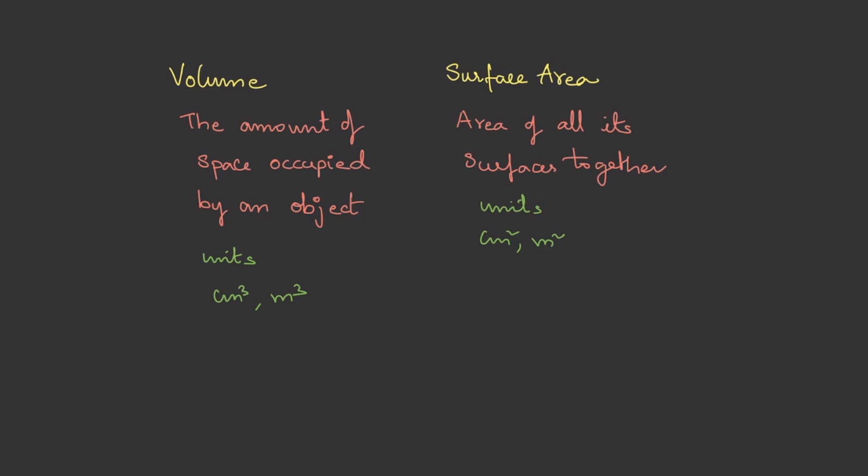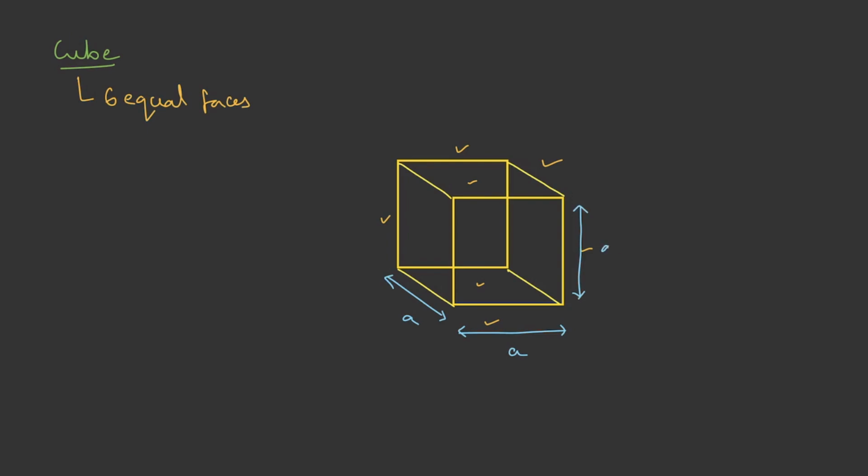Now let's get into the three-dimensional objects. In that, let's start with the cube. A cube can be thought of as an extended square which has 6 equal faces. That is, this particular side, this one, the bottom and the top. All the sides are equal. If I take this as the length, let it be A, and this is the breadth, this is also A, and even the height is also A. So for a cube, the length, breadth and height are equal.